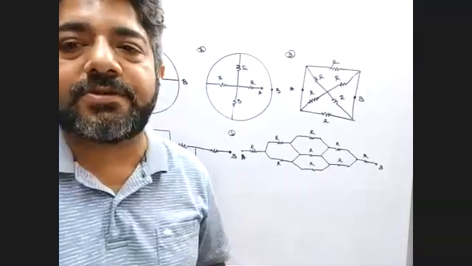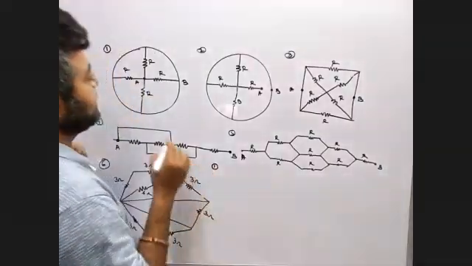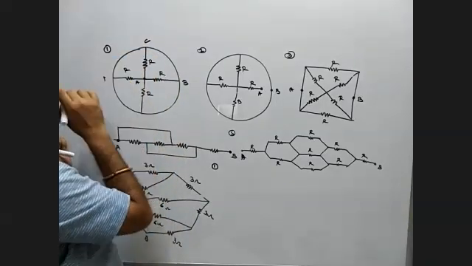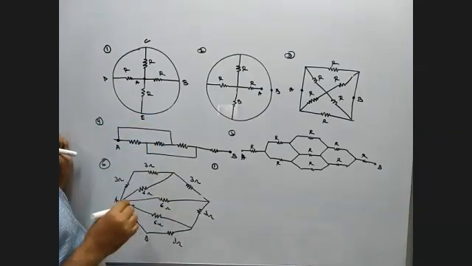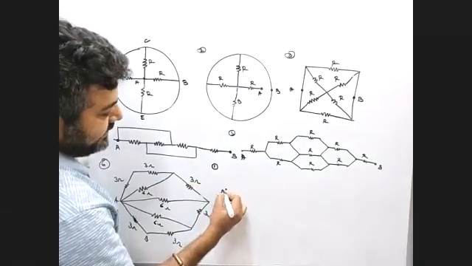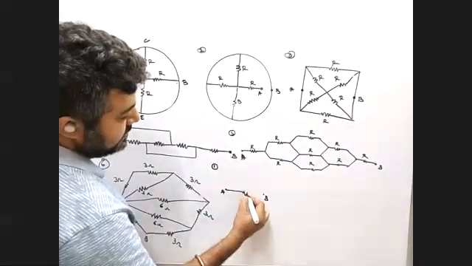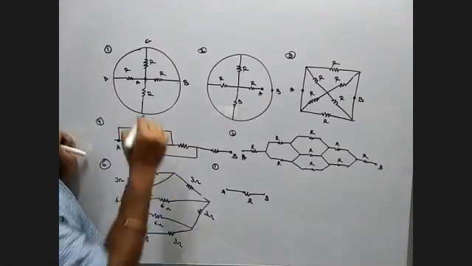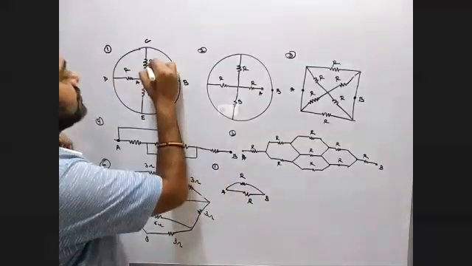What is the answer to the first question? Question number 1. See, A and B, so we can say R by 4. C, D, E. Yes, R by 4. Very good. A and B, you have one resistance, R. I already showed you how to solve them.